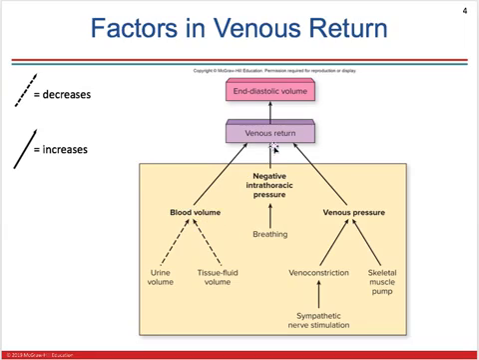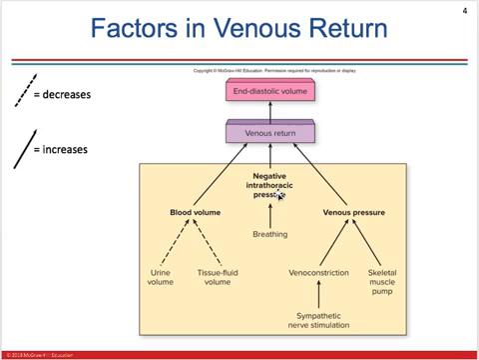If blood volume goes up, venous return goes up. But blood volume can go down by increasing urine volume because that liquid in the urine originally came from the blood. And anything that increases tissue fluid volume is also then going to decrease blood volume because, well, what's in the interstitial space came from the blood as well. Breathing is going to cause an increase in venous return for two reasons. One shown right here, that is the negative intrathoracic pressure.